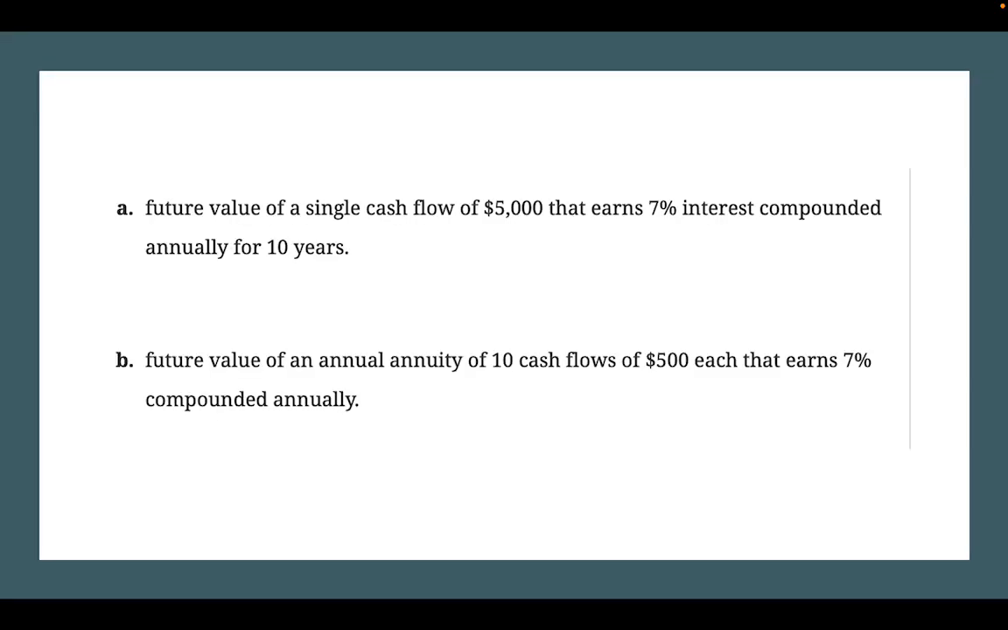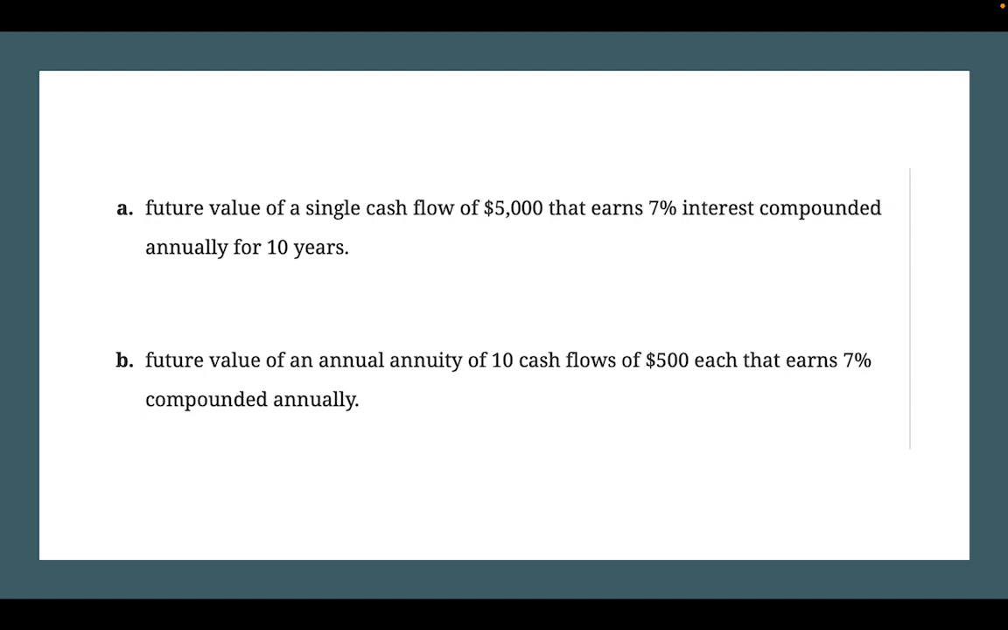The previous assignment out of Appendix 3, in the first part of the assignment, there were 4 parts here, A, B, C, and D, but I only asked you to do parts A and B because those were the future value parts. Part A wants to know the future value of a single cash flow of $5,000 that earns 7% interest compounded annually for 10 years. So this is going to be the future value of a lump sum.